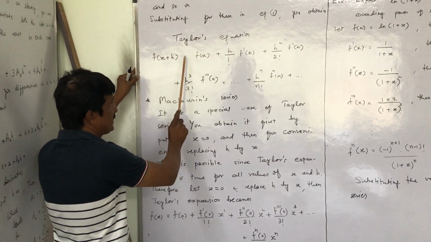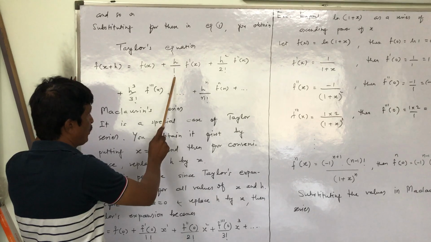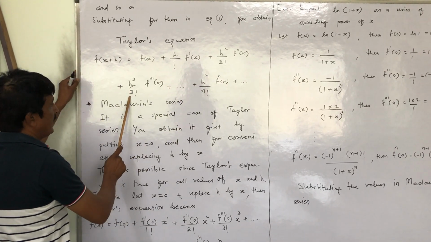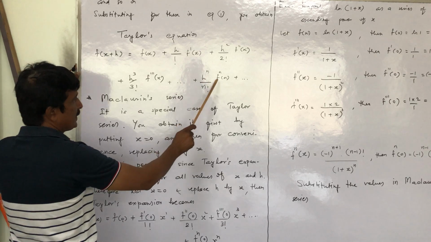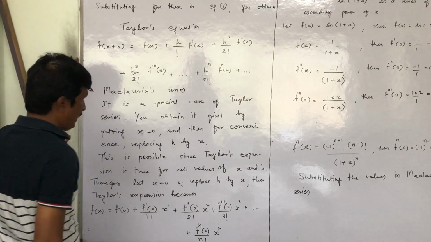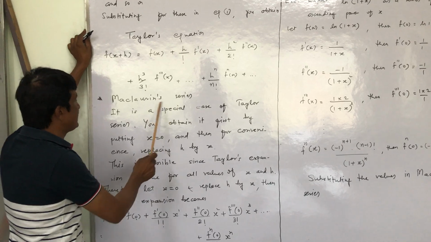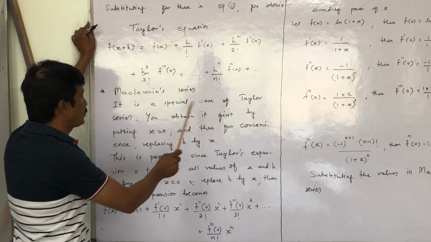f(x+h) = f(x) + h/1! f'(x) + h²/2! f''(x) + h³/3! f'''(x) + and so on, hⁿ/n! fⁿ(x), that is the nth derivative. Now Maclaurin series. It is a special case of Taylor series.